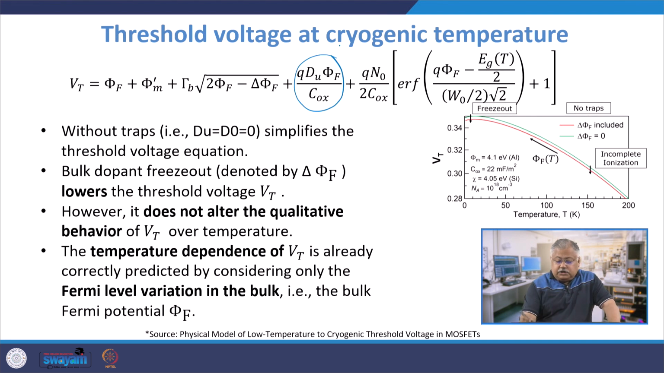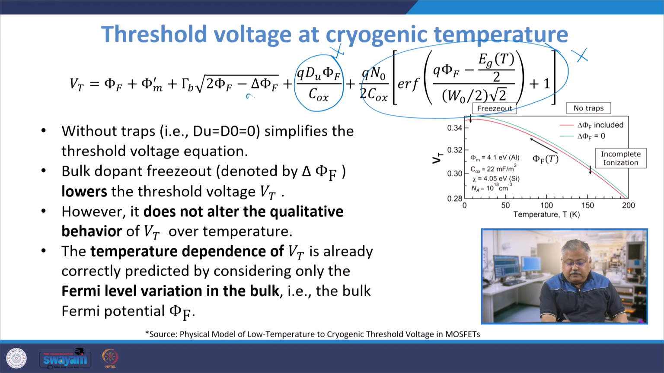If I assume there are no Gaussian traps, this goes to 0. So, if there are no traps, these two terms vanish, and we are only left with the first three terms, which are again temperature dependent. Now, if there is a bulk, this is known as the bulk dopant freeze out, which we have already discussed, right. In case there are no freeze outs, which does not happen at cryogenic temperatures, at room temperature, del phi f will be almost equal to 0.